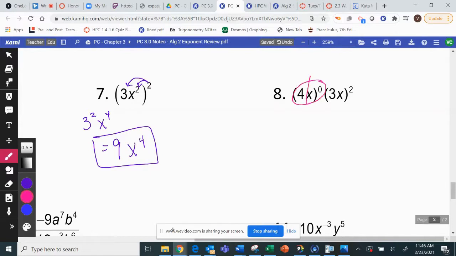Anything to the 0 power is 1. And then I get 3x squared. So 9x squared times 1, which is 9x squared.